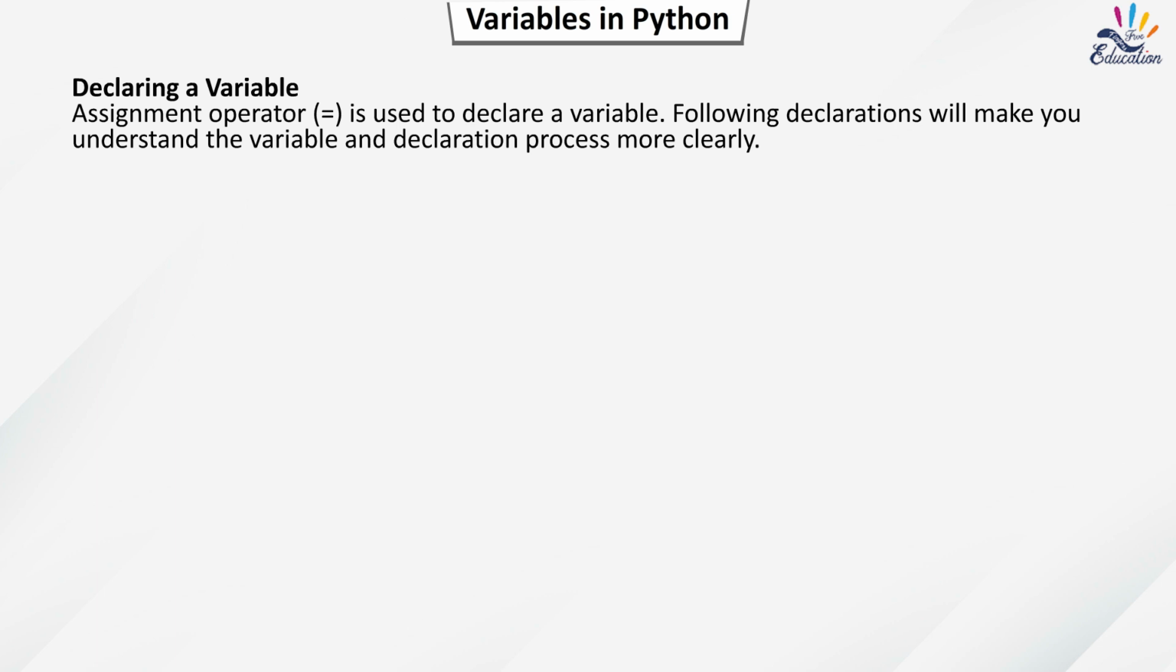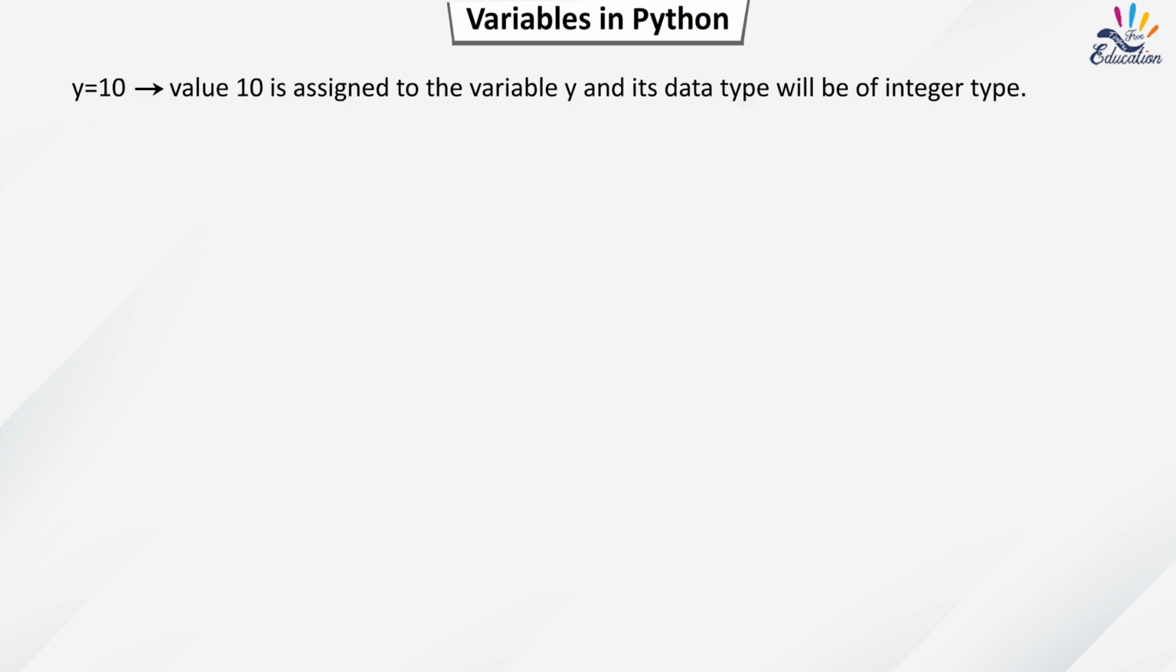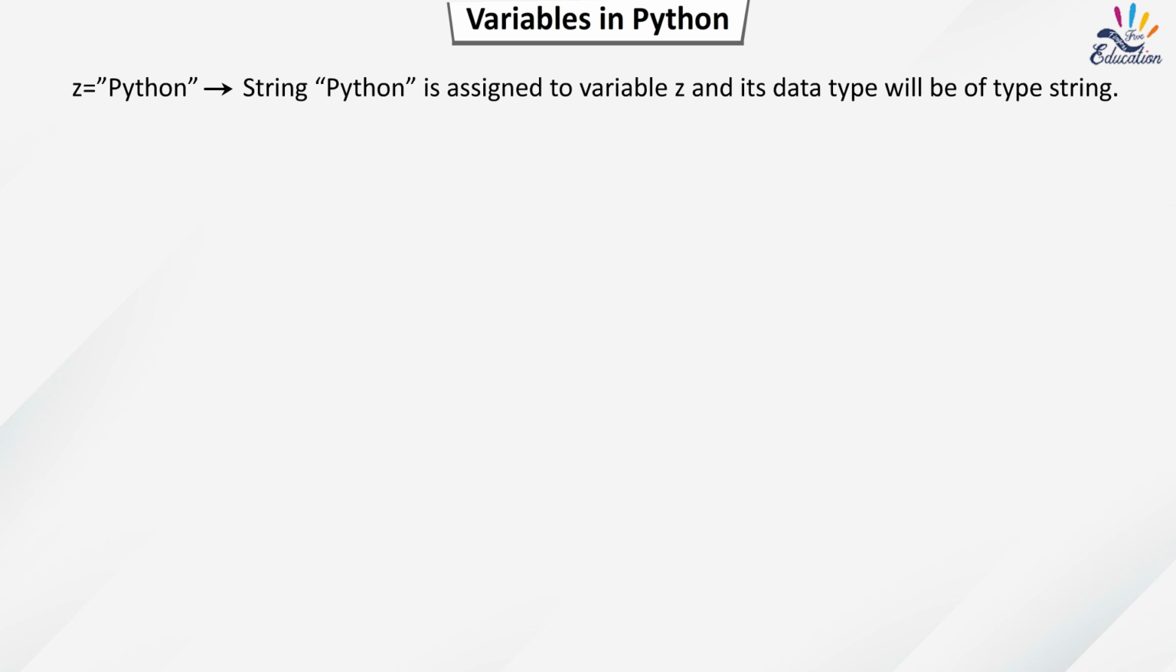Following declarations will make you understand the variable and declaration process more clearly. y = 10. Value 10 is assigned to the variable y and its data type will be of integer type. x = 2.5. Value 2.5 is assigned to the variable x and its data type will be of type float. z = "Python". String Python is assigned to variable z and its data type will be of type string.